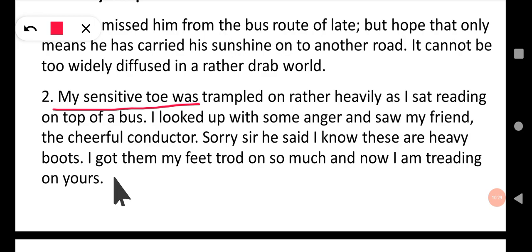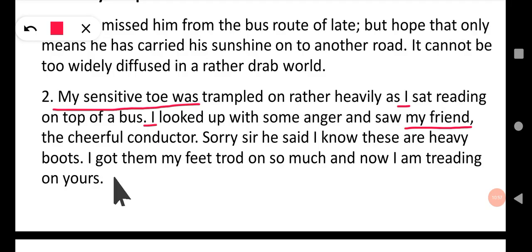My sensitive toe. My toe, my house, my book. What is it? Possessive adjective. Okay. My is possessive adjective here. Trampled on rather heavily as I sat reading on top of a bus. I is the subject pronoun. I looked up. I is subject pronoun, with some anger and saw my friend. Again, my is possessive adjective. Friend is noun.